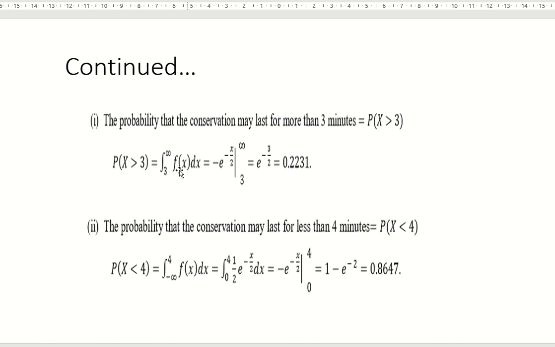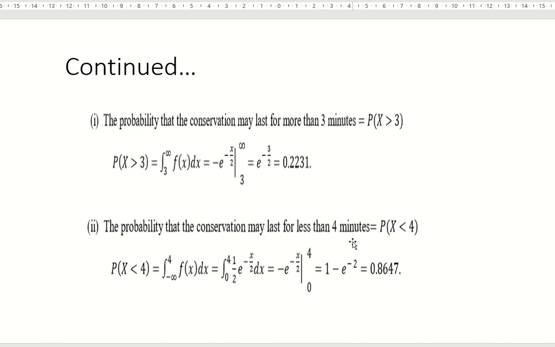That is the integration of e power minus x by 2. Here 1 by 2 is constant, divided by minus 1 by 2, so the 1 by 2 gets cancelled. The remaining term is minus e power minus x by 2. Apply upper limit minus lower limit. E power minus infinity is 0, right? But at the lower limit we get e power minus 3 by 2. So minus keeps outside: 0 minus e power minus 3 by 2, or minus of minus means plus e power minus 3 by 2. You will get the answer. Find the value from the calculator: 0.2231.